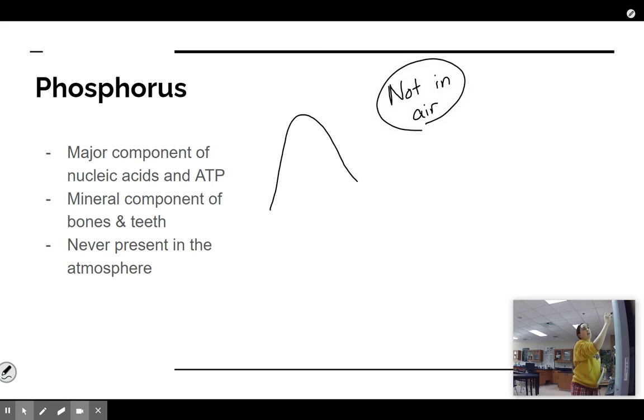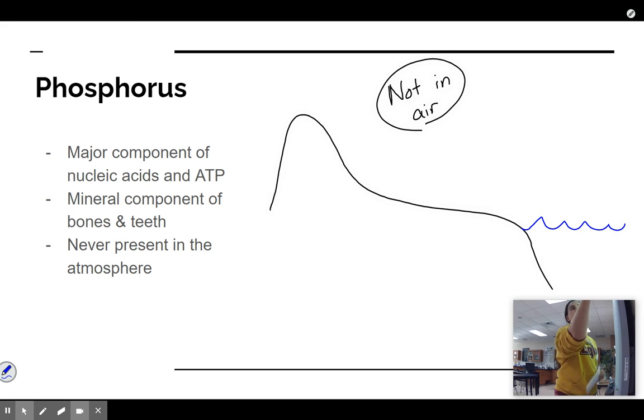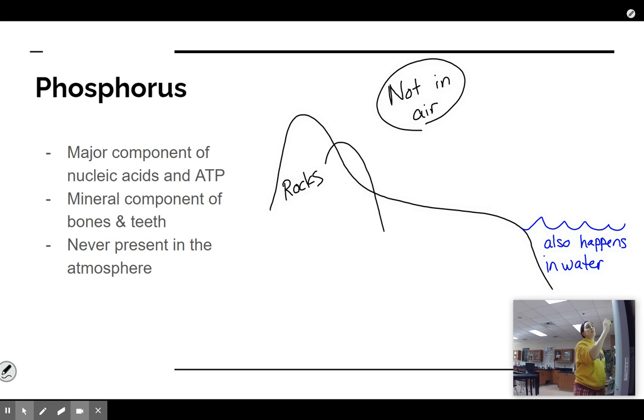I'm just going to draw myself a little hill there. I will put some water in this one. And we'll just make a note here so you remember that this also happens in the water, just so that you always remember these cycles are happening in aquatic ecosystems too. But a lot of phosphorus is stored in rocks and minerals. And as those rocks go through the process of erosion, as they get worn away by wind and water, that releases the phosphorus into the soil.